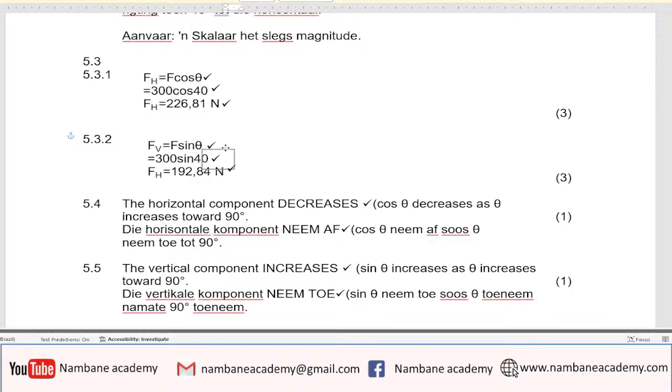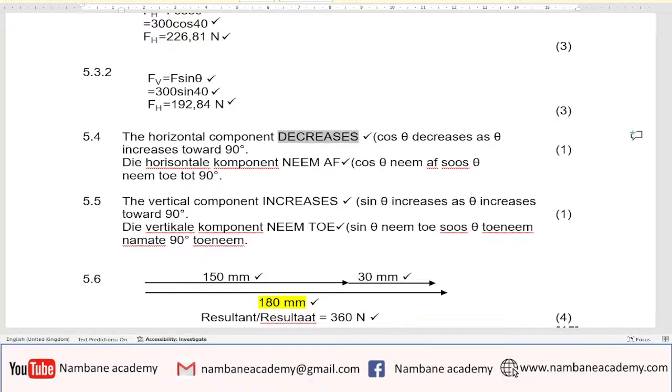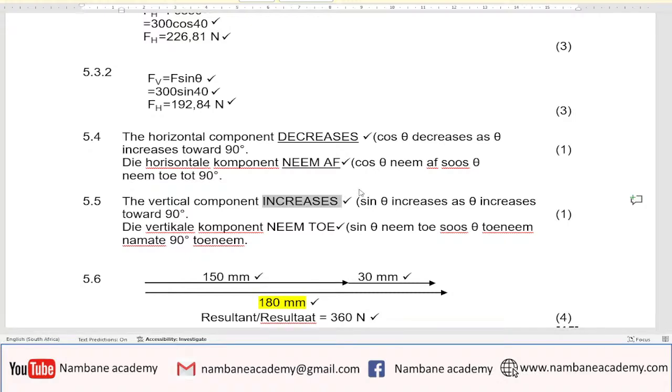5.4, what happens to the magnitude of the horizontal component if the angle increases? They have to answer there that the horizontal component will decrease. 5.5, what happens to the magnitude of the vertical component if the angle increases? And the answer is that the vertical component will increase.